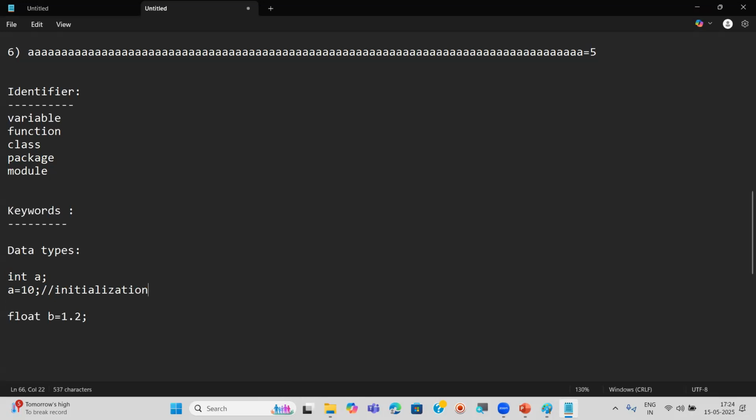Initialization means assigning a value to the variable, like a equal to 10. That is assigning. So remember, all these terminologies are also very important.